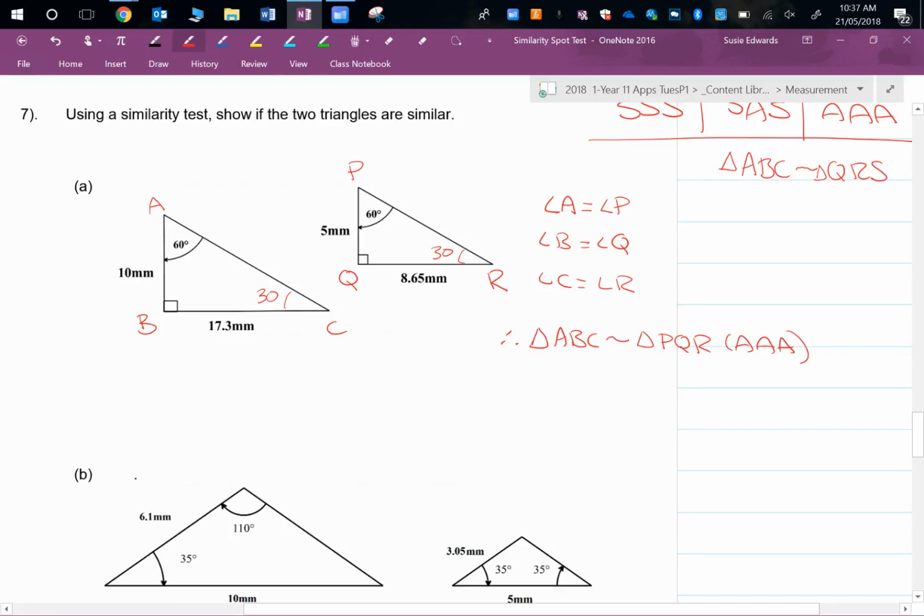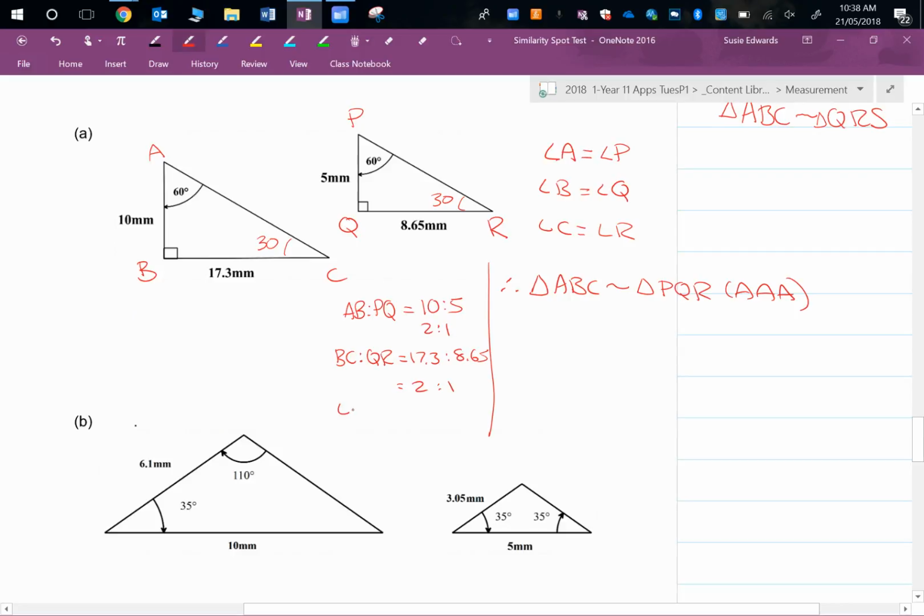Okay, so if you're using angle, angle, angle, you need to say all 3 angles are the same and actually prove it. If you use side, angle, side, then you need to say the side length AB is in the ratio to PQ of 10 to 5, which is 2 to 1. Everyone okay with this? The side length of BC is in a ratio to QR of 17.3 to 8.65, which is a ratio of 2 to 1.